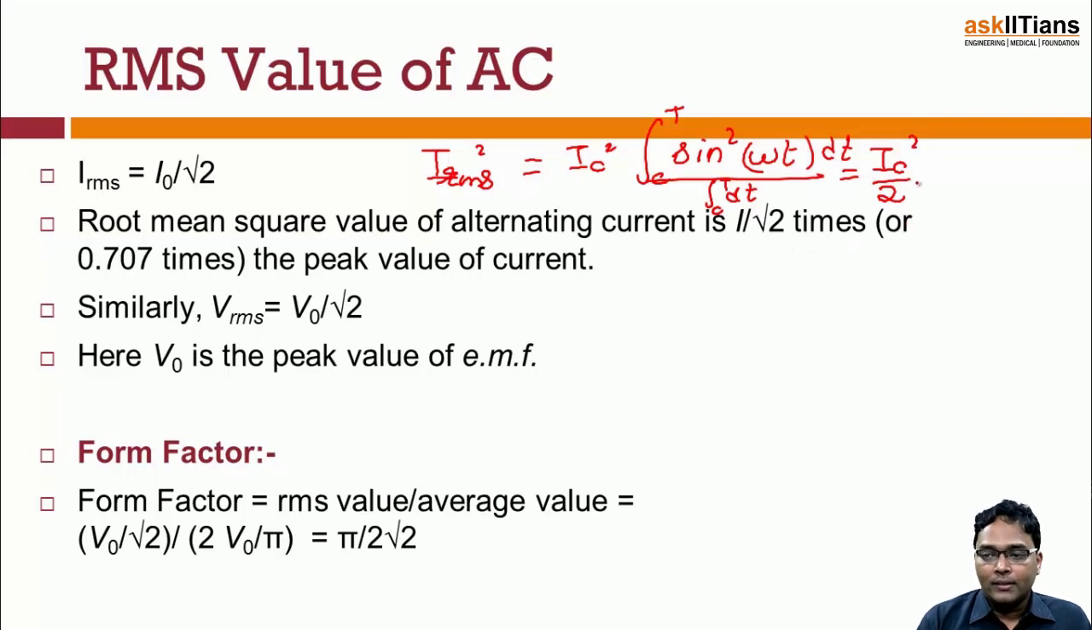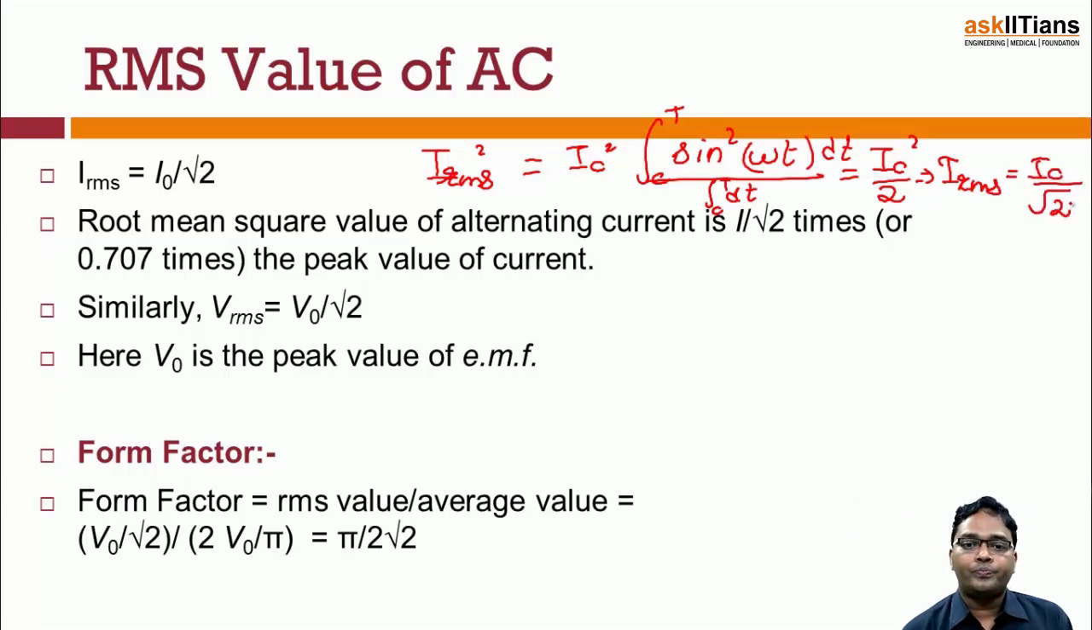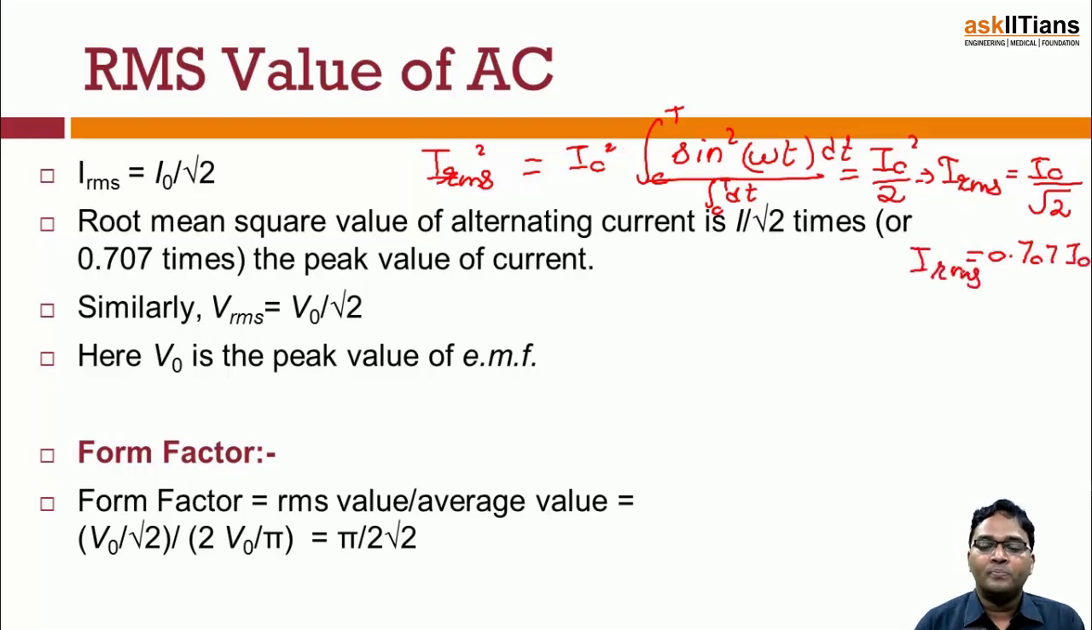So once you get this, you take an average, you take a square root. As a result, you get I RMS, which becomes I naught divided by square root 2. Okay, so I naught divided by square root 2 is nothing but 0.707. This can also be written as 0.707 into I naught. So this is the value of I RMS, and so is your VRMS. So V naught is nothing but the peak value of EMF.